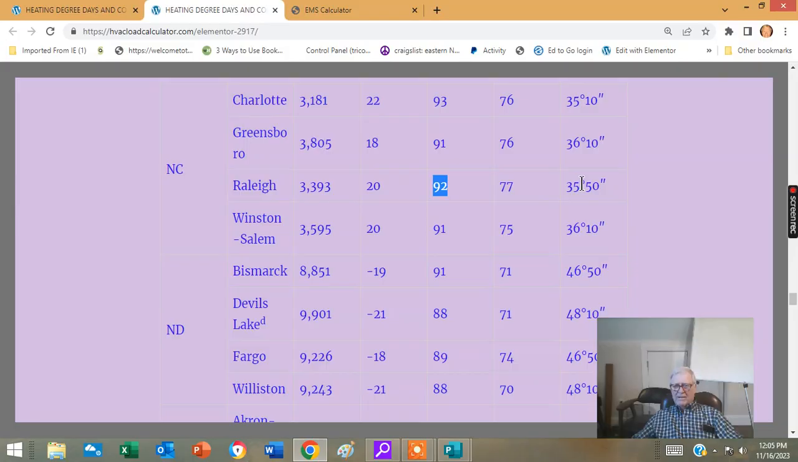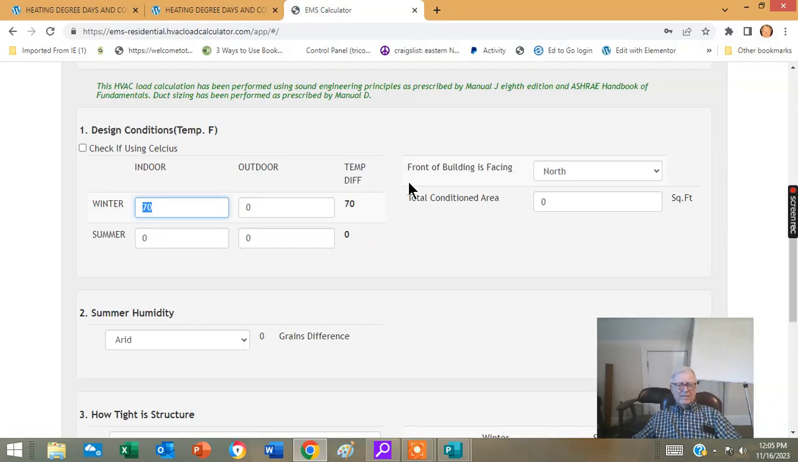And keep in mind that Raleigh's at 35 degrees. You'll need to know that a little bit later in this calculation. All right, so let's go back to the calculator. There you go. So my outdoor design temperature in the wintertime is 20 degrees. And in summertime, we want to maintain at least 75 degrees on the inside. And the outdoor design temperature, if you remember, was 92 degrees. And this is telling you that you've got a temperature difference of 50 degrees in the wintertime and a 17-degree temperature difference in the summertime.